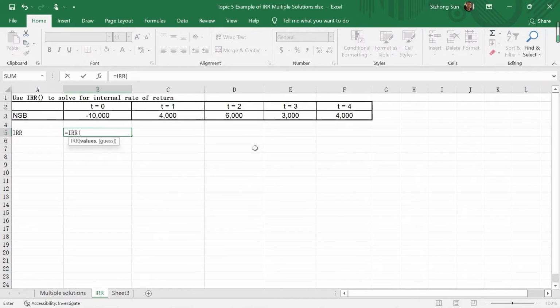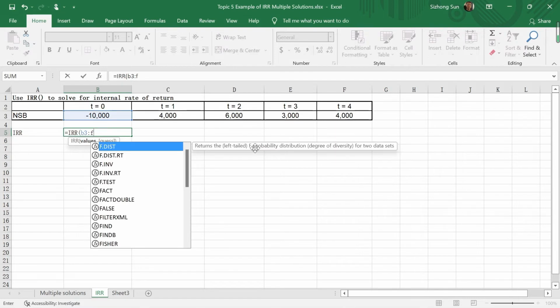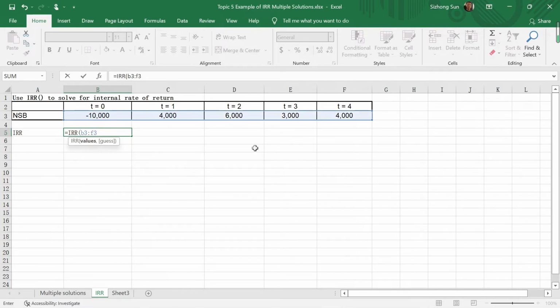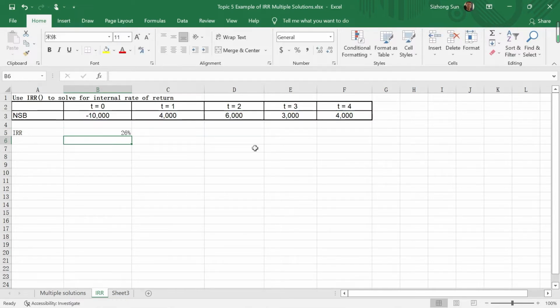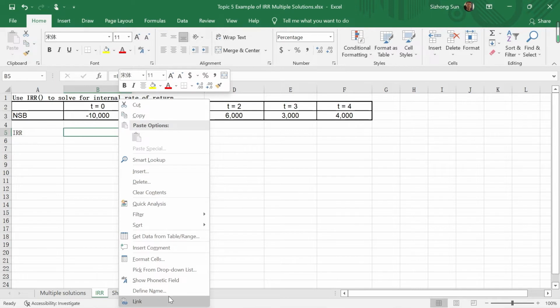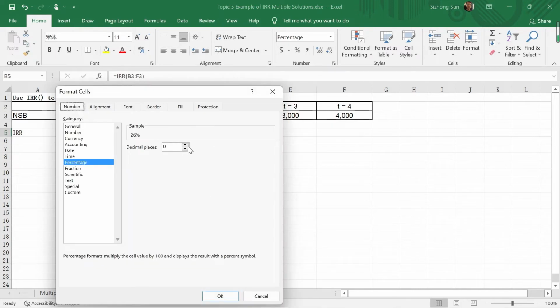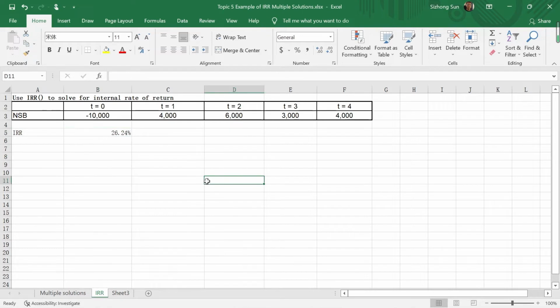So the input data is from B3 to F3. And we can guess an IRR, or we can just leave it empty. And it's 26%, or let's say with more digits, 2 digits, 26.24%.